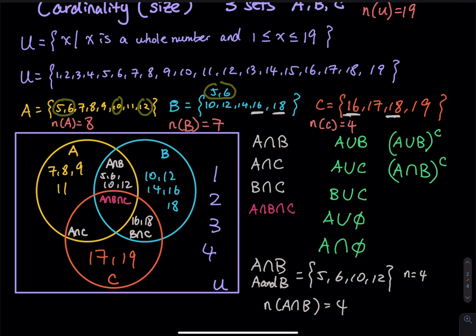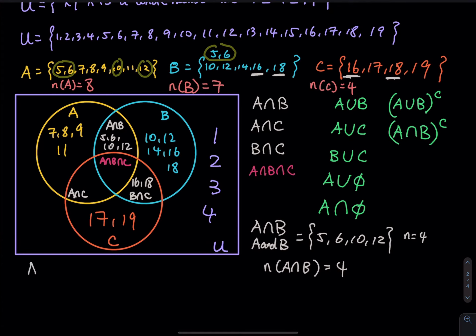How about A and C? A intersect C. Do A and C share anything in common? Look at the picture. The answer is no. So no means you don't write no. You write that it is an empty set, 0 with a slash. So that means empty set. What's the cardinality? There is no element, then n is equal to 0.